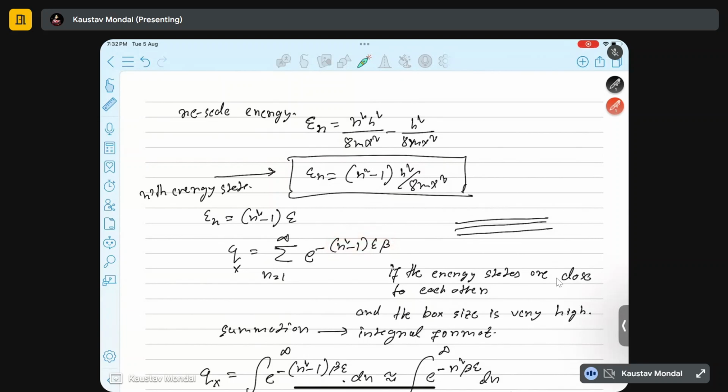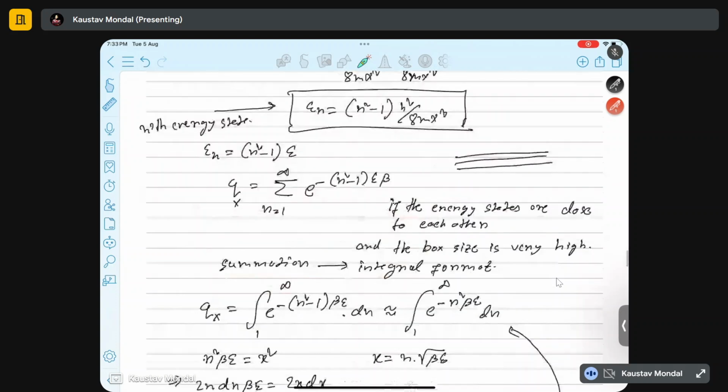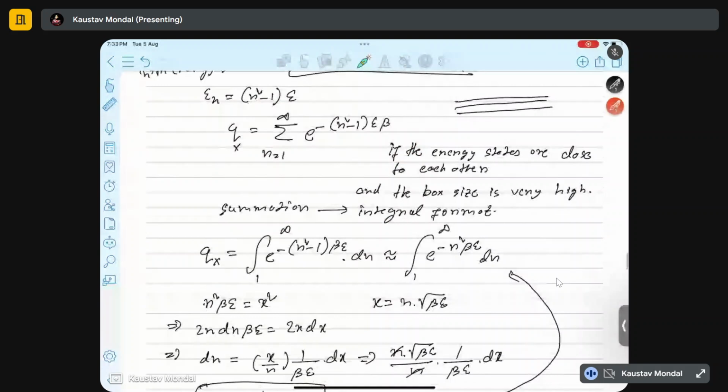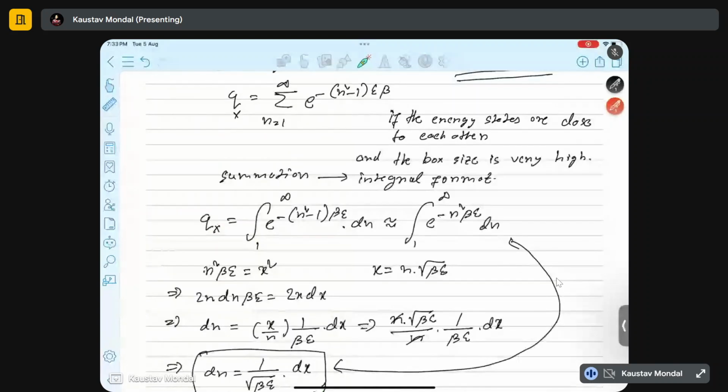We have to take e to the power minus the energy multiplied with the Boltzmann constant. By doing the summation of those exponentials, we get the partition function. Now if the container size is too large and the energy levels are very close to each other, then we can simply transform this whole summation into an integration over the energy states. So we do the integration.